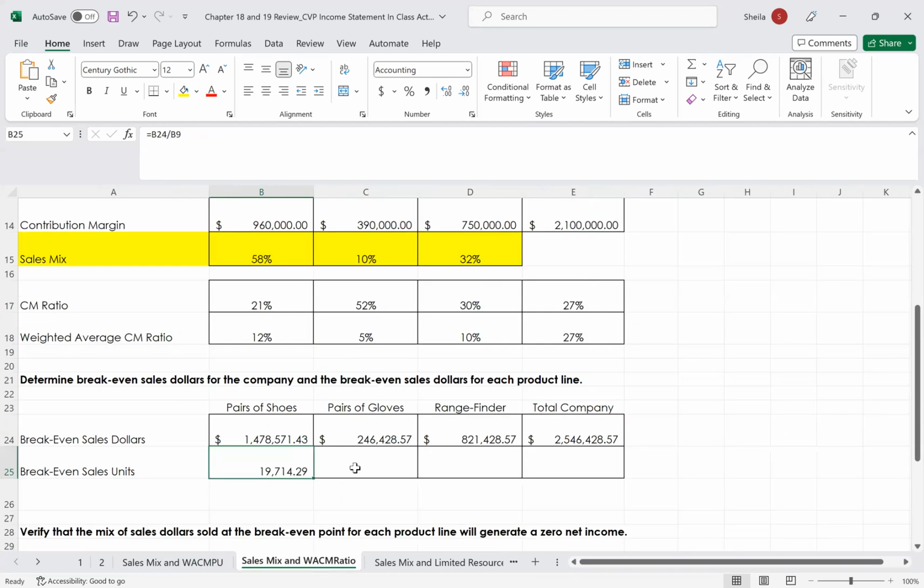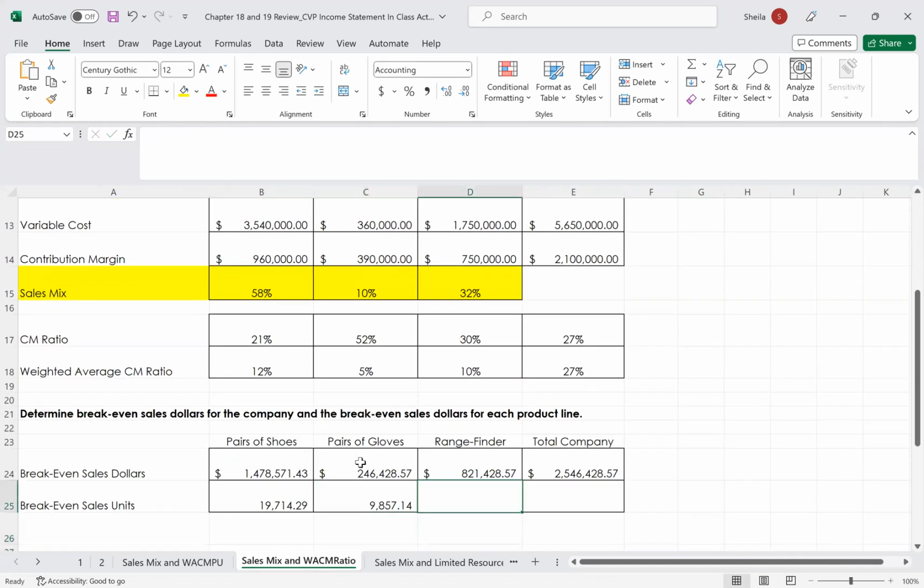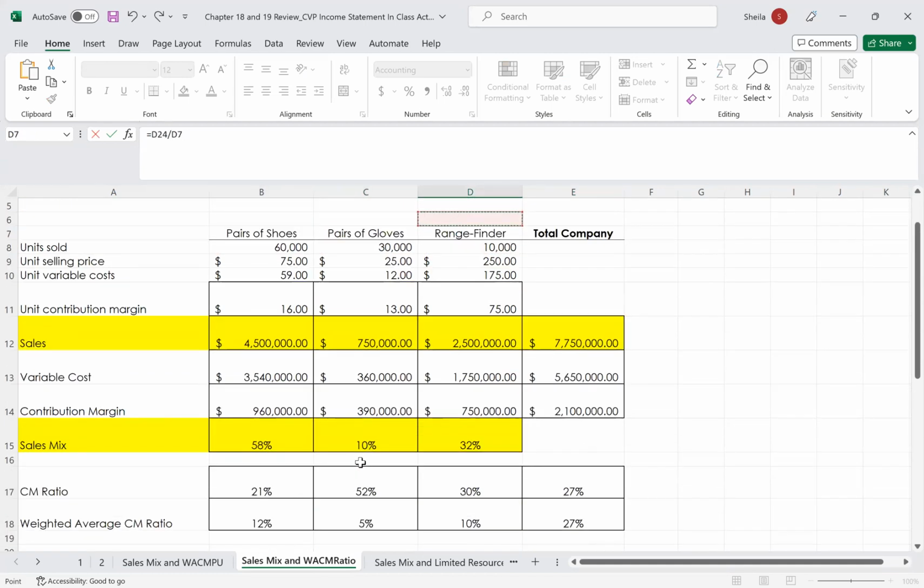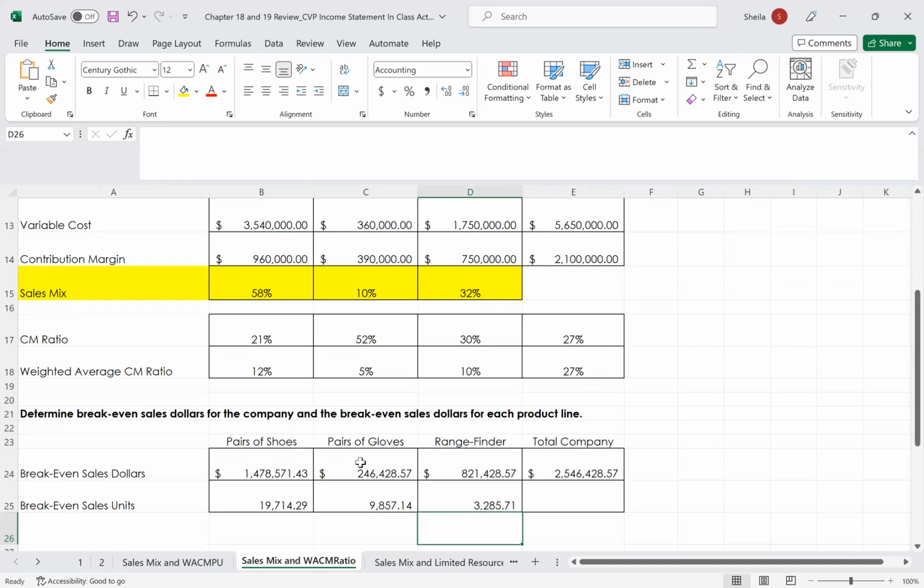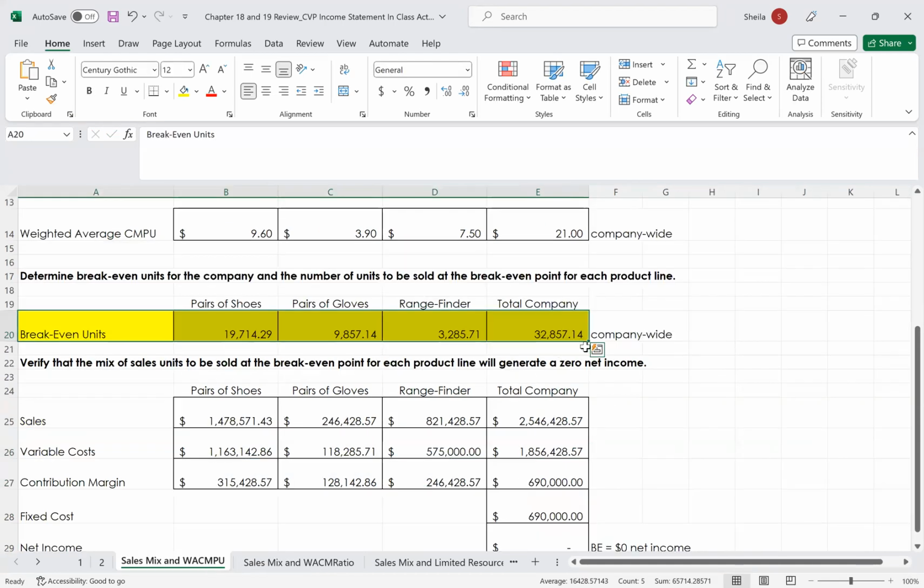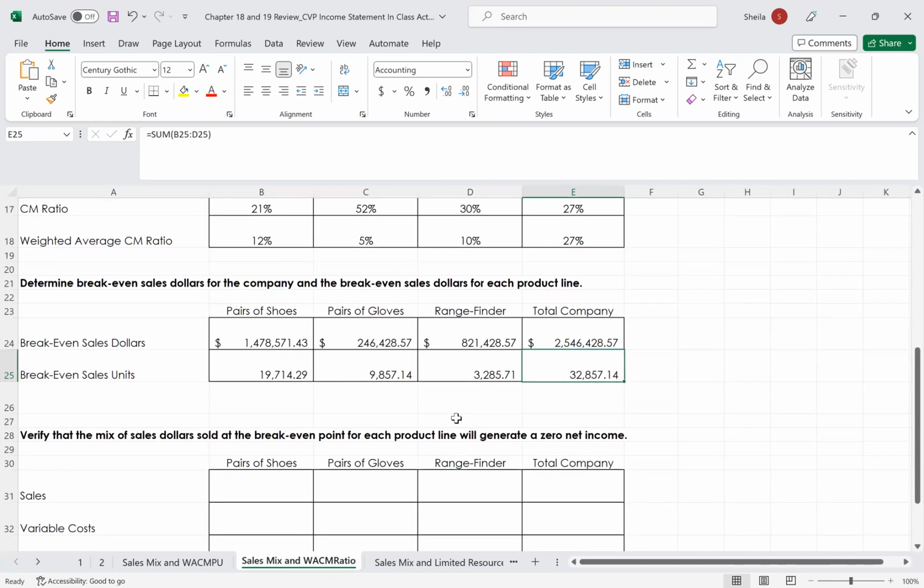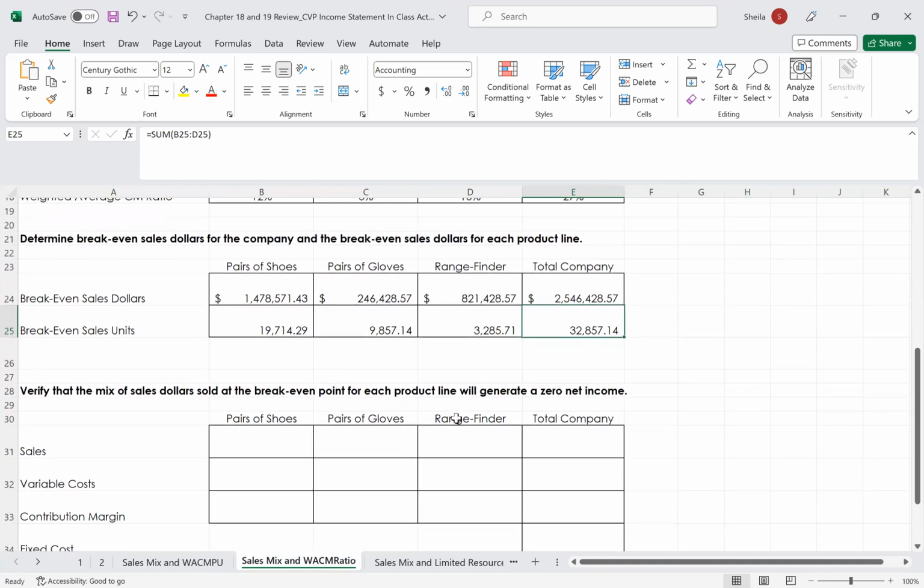These have to be ultimately the same. So I'm going to come over here and apply the same formula: break-even sales dollars divided by selling price per unit. Same with my rangefinder, divided by selling price per unit. And I'm going to add these up. If I just look real quick, these are the same. So two different ways to get to it, depending on what the question is asking.